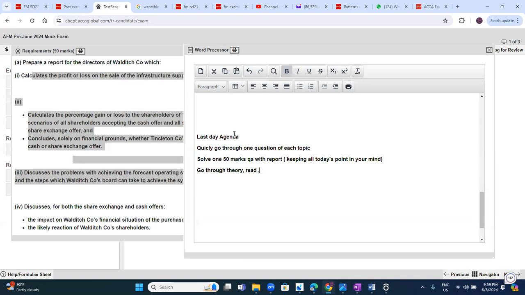Read and memorize. Read theory again and again. Especially read the answers of the last two past papers. That's it. No other thing.